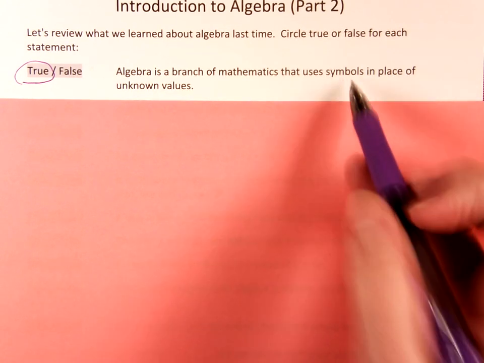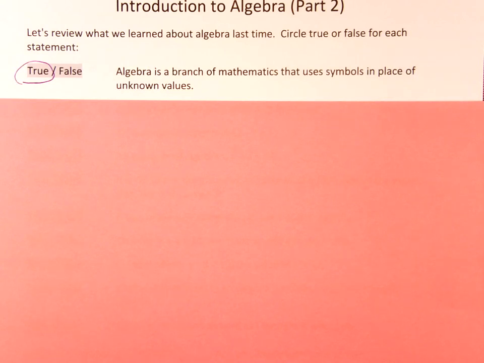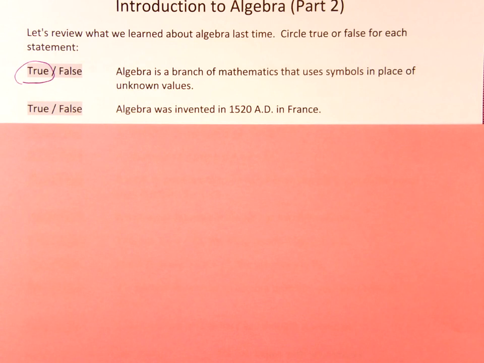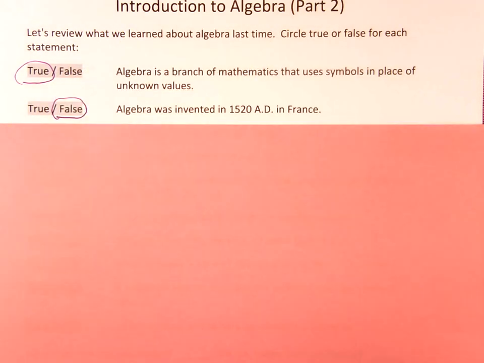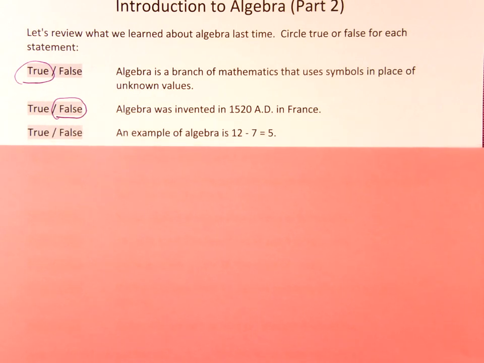We have symbols like variables, x, y, or a smiley face, or a square, anything. How about this one? Algebra was invented in the year 1520 AD in France. False. False, that's right. Anybody remember where algebra was invented? Arabic. It's Arabic, right? Persia. Baghdad, right? Baghdad. Good.